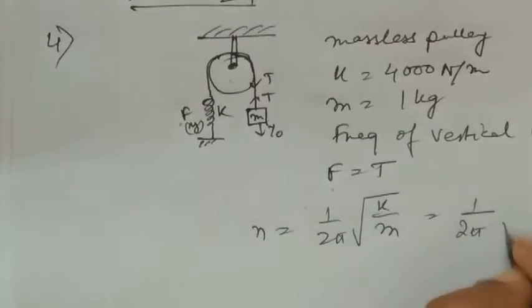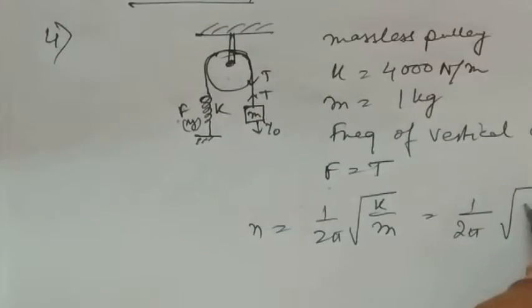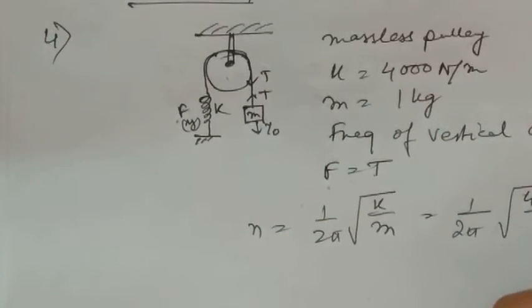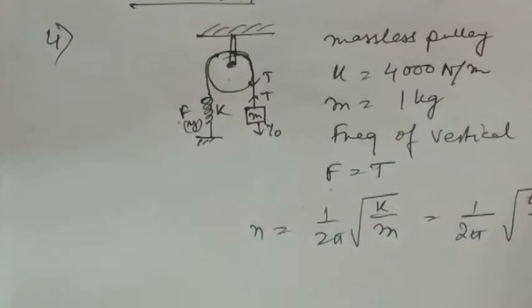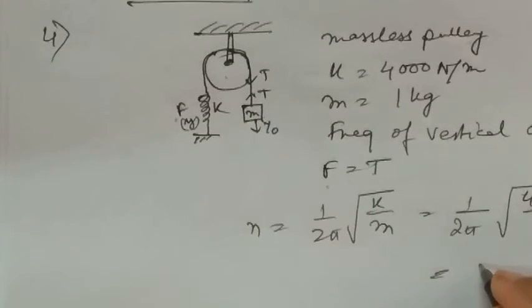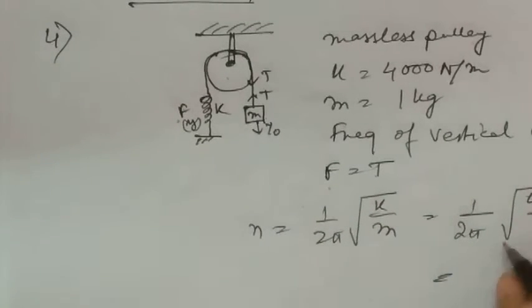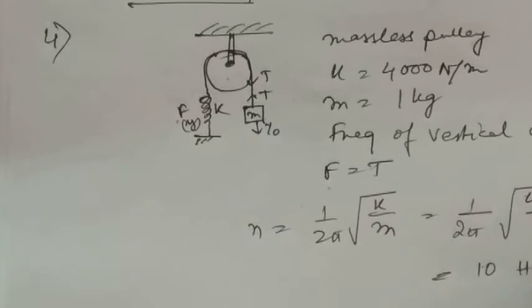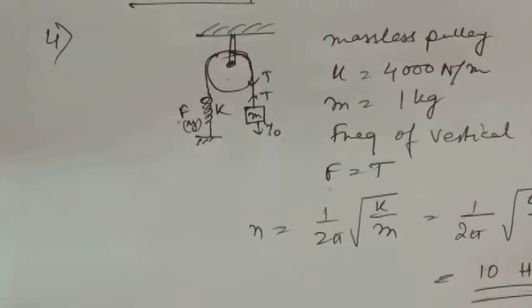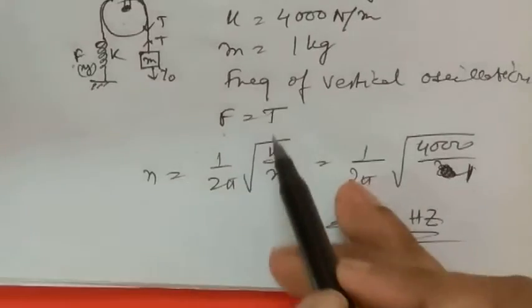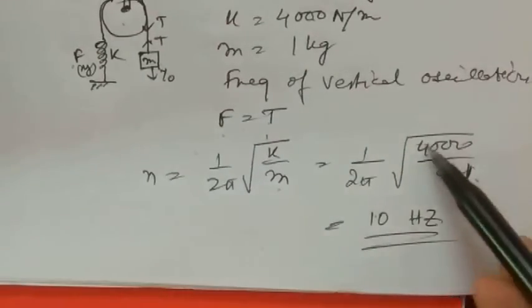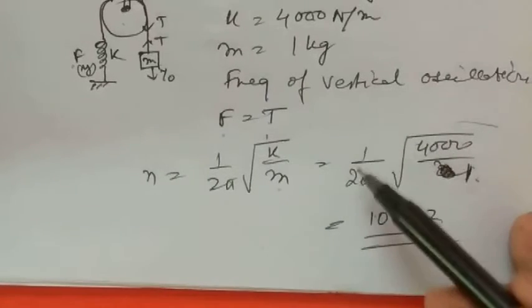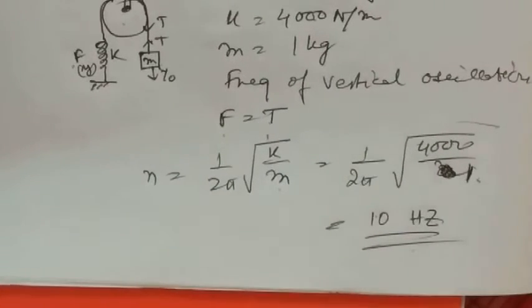So 1 by 2 pi, what is k? I suppose it was taken to be 4000 by m. The value of m was taken as 1 kg. So the value approximately here will be 10 hertz. The value of k was taken to be 4000, the value of m was 1 kg. So square root of 4000 multiplied by 1 by 2 pi gives 10 hertz.